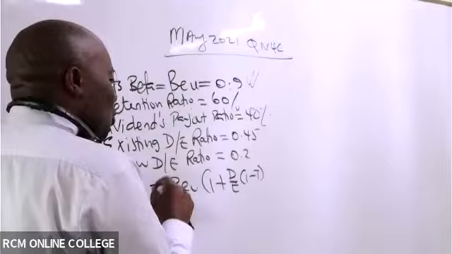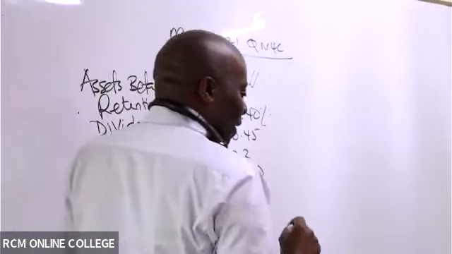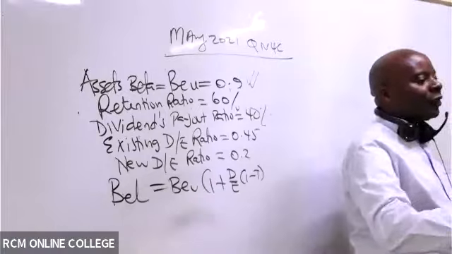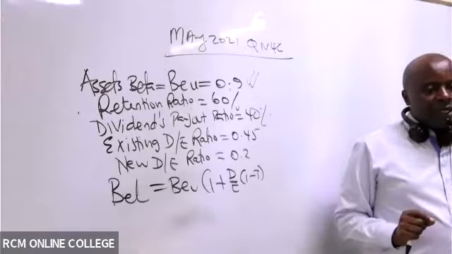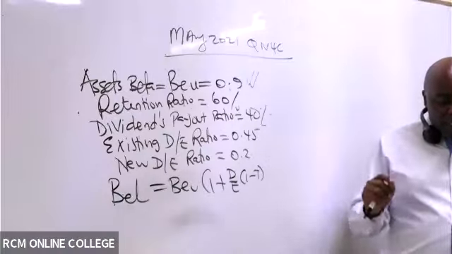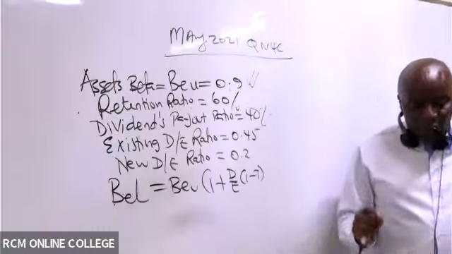So then you're going to calculate two BELs: a BEL before and a BEL after. BEL before reconstruction and BEL after reconstruction. Please try doing this for me.